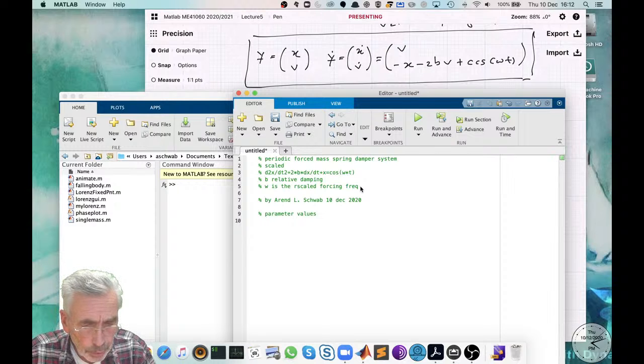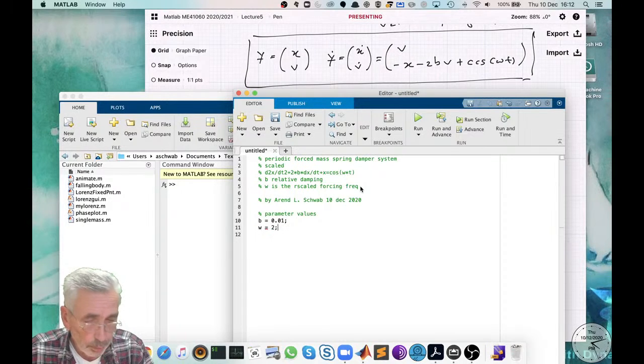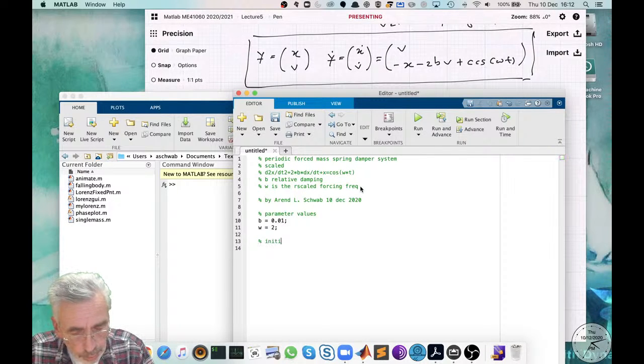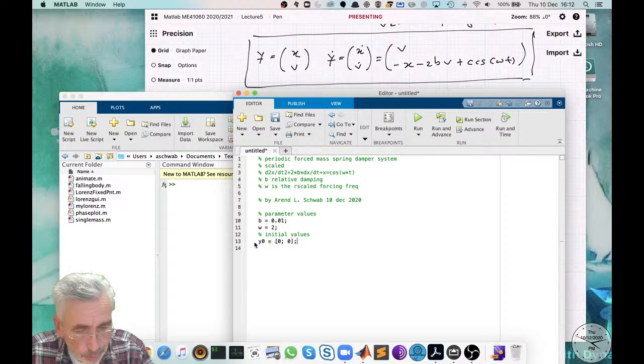So we need parameter values. Let's say for relative damping we take 1 over a small value, and for the relative forcing frequency, is it above or below the natural frequency? Well, we can take it like 2, so it's above, twice as high as the natural frequency. Then of course we need some initial values. In our case we have a 2-dimensional system, so y0 is a position and speed. In our case it doesn't really matter because we just start from 0.